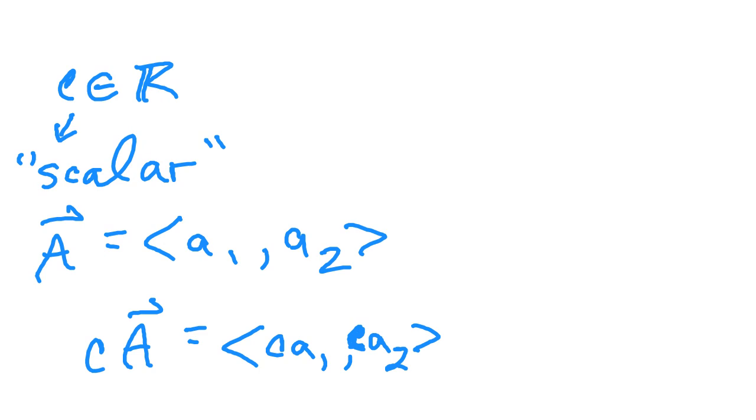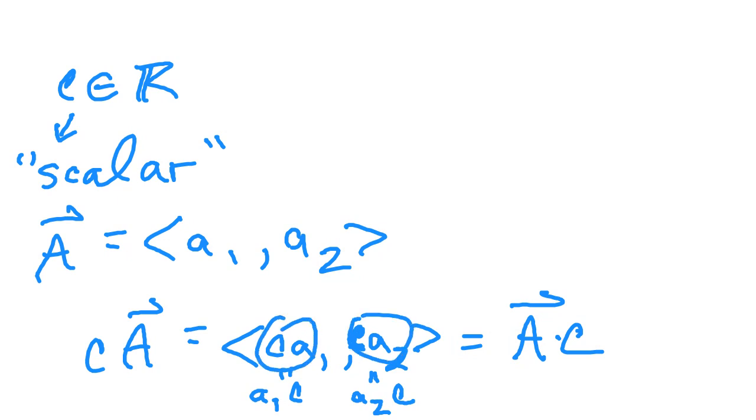We just multiply each position by that constant. This would also equal a vector times c, so it is okay to multiply on the right times c. And why is that okay? Because this equals a2 times c, and this equals a1 times c, because of the commutative law of multiplication, right? These are real numbers. a1 and a2 are real numbers as well. So we do have the commutative law, which switches order for multiplication.